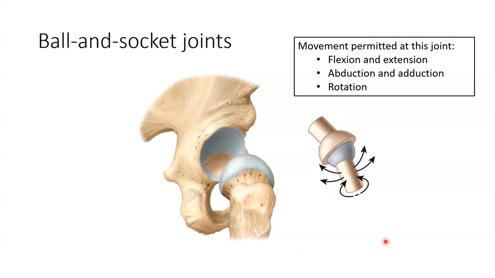And then also rotation, which you can see is this part here, and a leg or an arm, for example, this is our leg here, can kind of spin. So you'd be pointing your toes inwards or pointing your toes outward. The two examples of ball and socket joints in the human body are our shoulder joints and our hip joints.